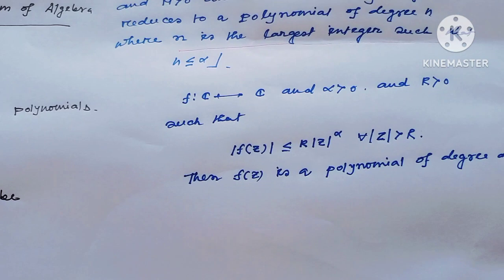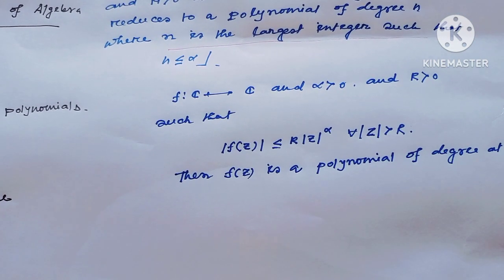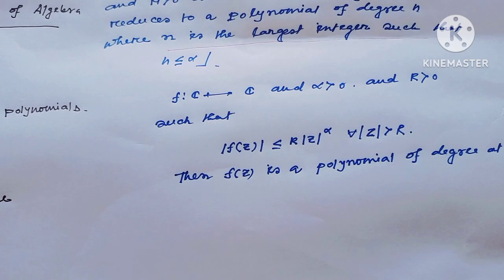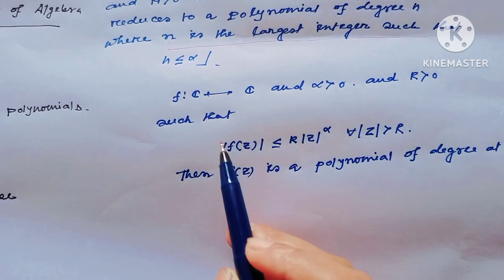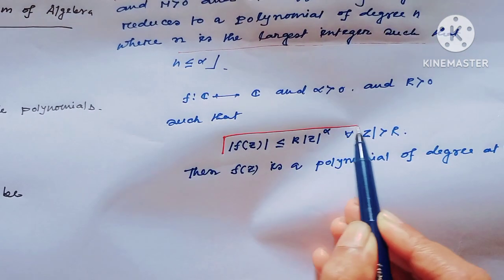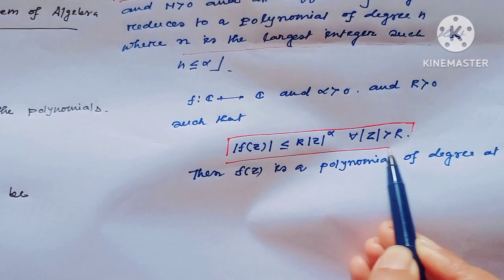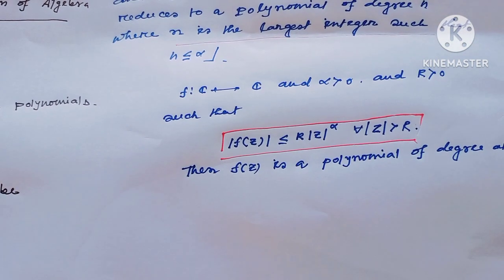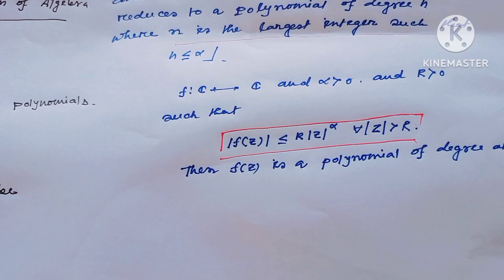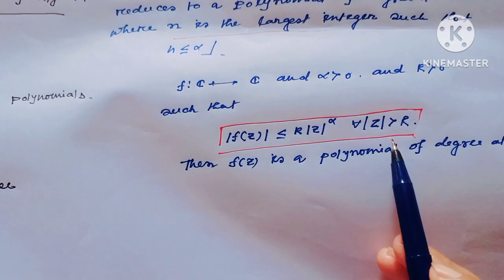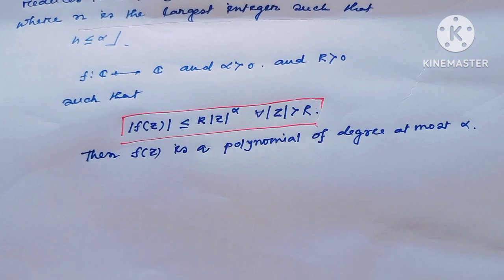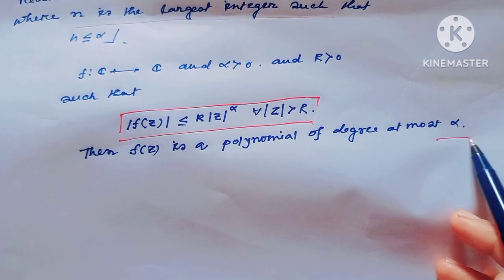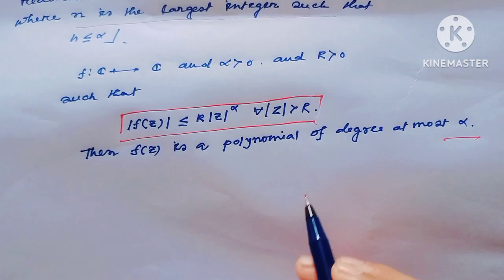Also I had seen, if f is defined from complex to complex, and alpha greater than 0 and r greater than 0, such that modulus of f(z) is less than or equal to k times mod z to the power alpha, and this is true for all modulus of z greater than r, then f(z) is a polynomial of degree at most alpha. This is the extension of Liouville theorem.